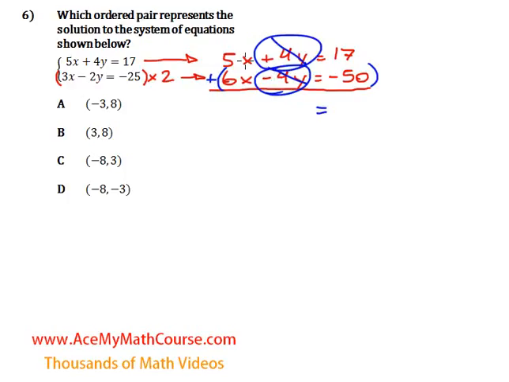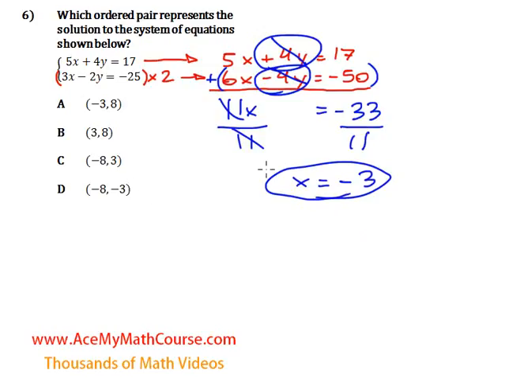So without further ado, 5x plus 6x is 11x. Those canceled out. 17 plus negative 50 is negative 33. So we have 11x equals negative 33. So I can divide both sides by 11. And x will be equal to negative 33 over 11, negative 3.